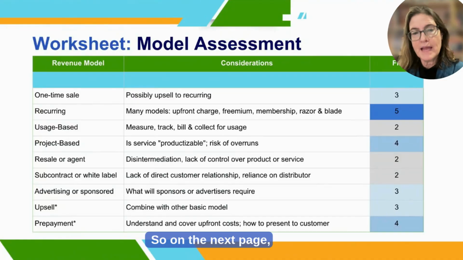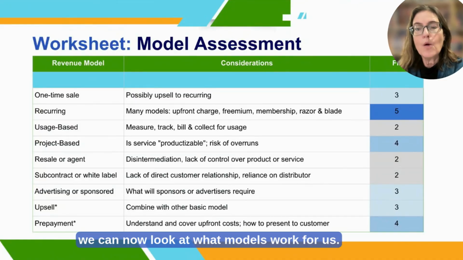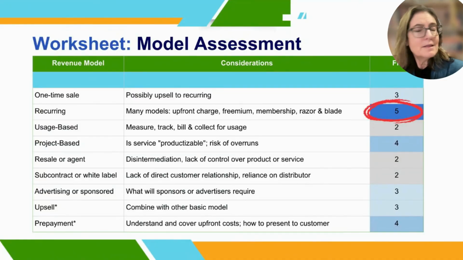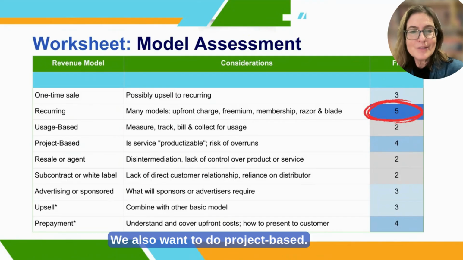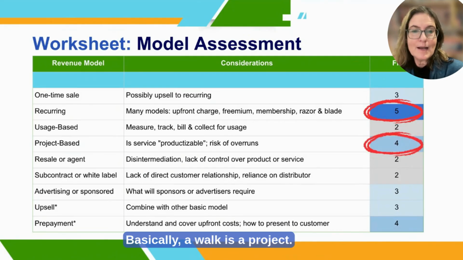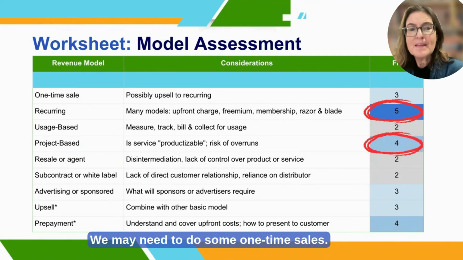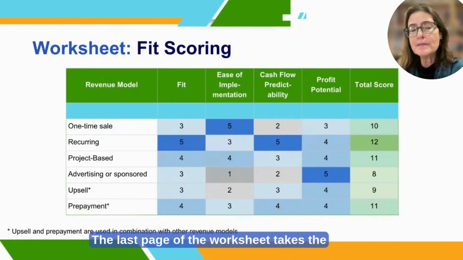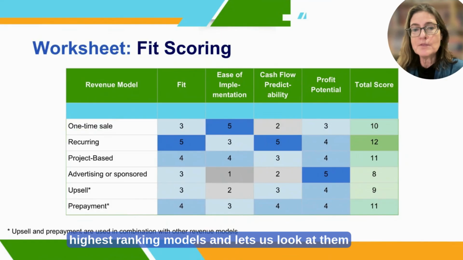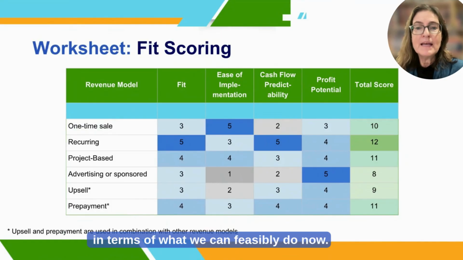So on the next page, we can now look at what models work for us. Clearly, charging on a recurring basis is what we want to aim for. We also want to do project-based. Basically, a walk is a project. We may need to do some one-time sales, and we would really like to have some prepayment. The last page of the worksheet takes the highest ranking models and lets us look at them in terms of what we can feasibly do now.